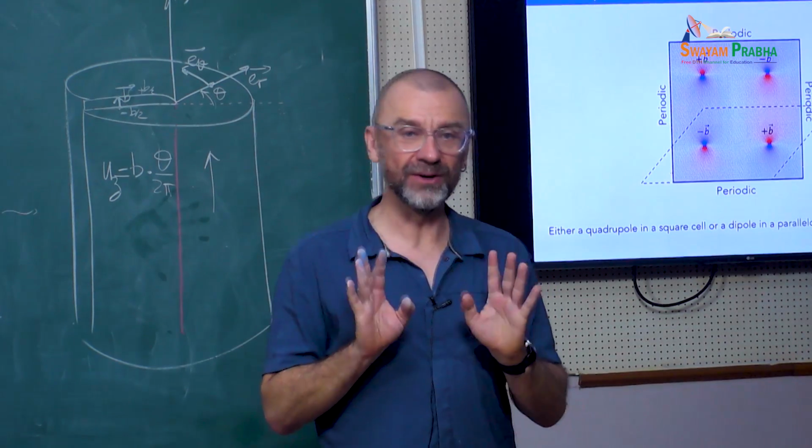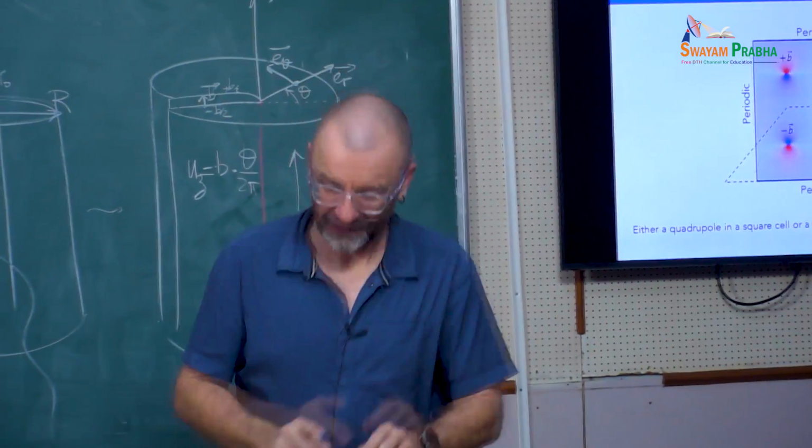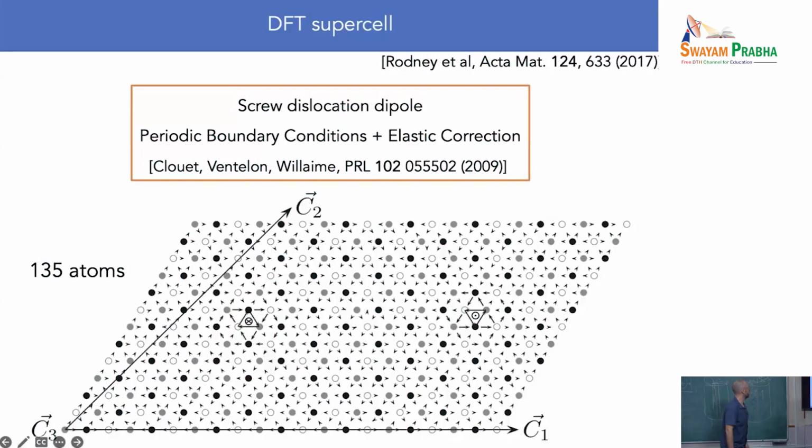So we know that if we have this very small cell, I can show you. This is in a BCC crystal. This is a 1-1-1 direction. And each circle here is an atom, so you can count them. There's 135 atoms. And in that small cell, we have put a dipole of dislocations. There's 1 screw dislocation here, and there's another screw dislocation there.